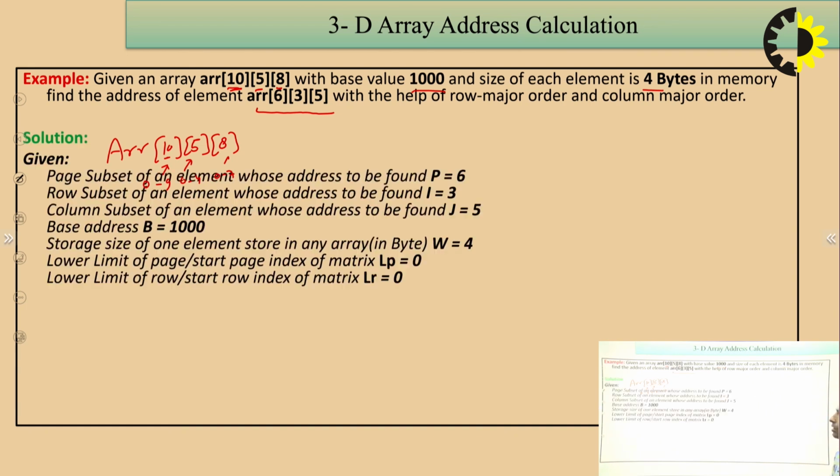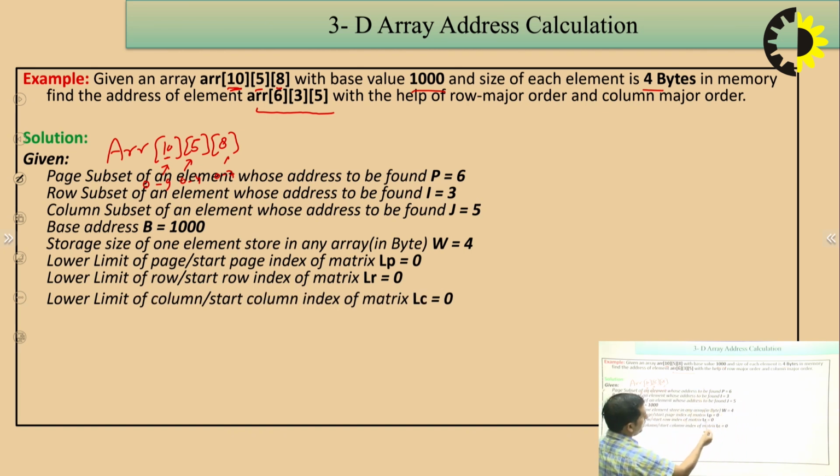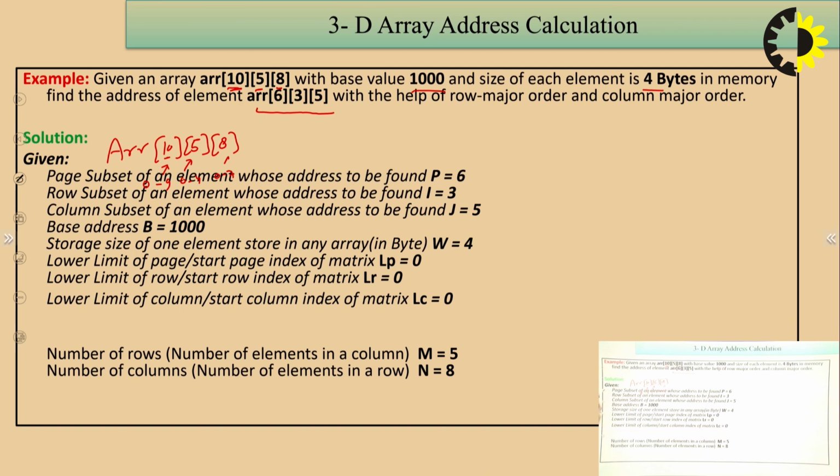So we will see, data is collected from the given question. Now LP, LR, LC all are zeros, W is 4, base address 1000 and P, I, J is given here 6, 3 and 5, and number of rows, that is 5, directly given here, number of columns that is 8. We can also calculate by using the upper and lower limit, but here it is directly given, so no need to calculate by formula.